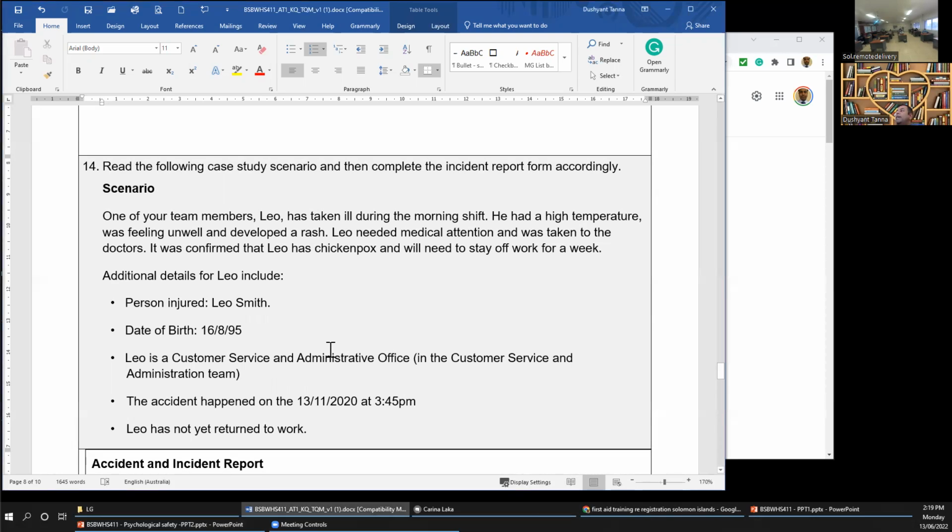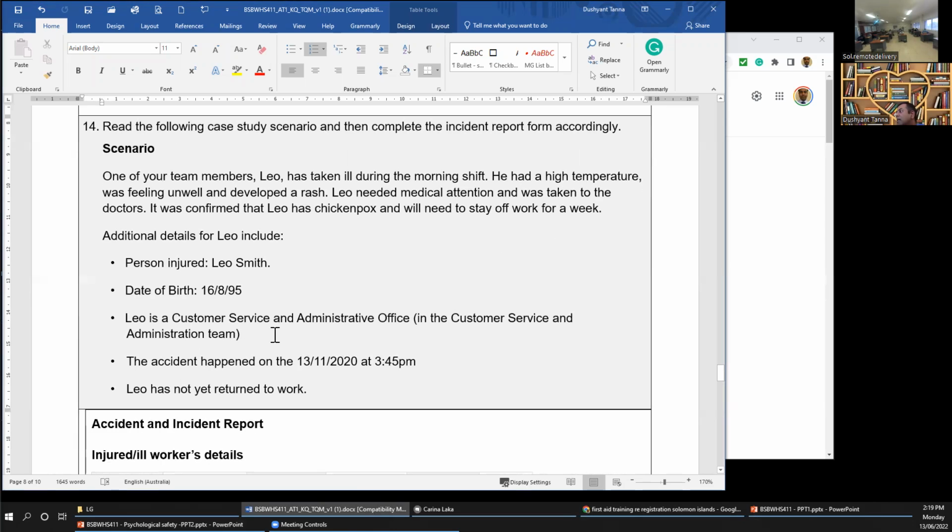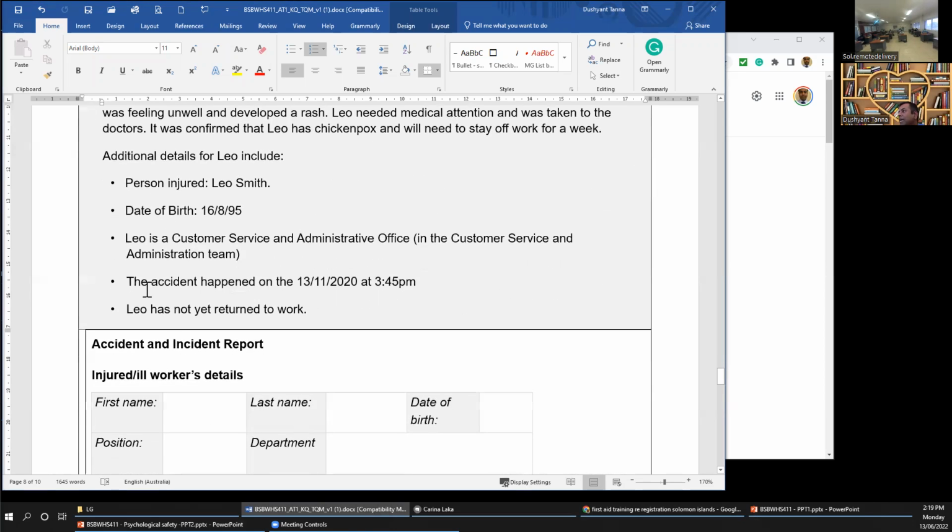Final question, read the following case study scenario and then complete the incident report form accordingly. So scenario, one of the team members, Leo, has taken ill during this morning shift. He had a high temperature, was feeling unwell and developed a rash. Leo needed medical attention and was taken to the doctor. It was confirmed that Leo has chickenpox and will need to stay off work for a week. Okay. Additional detail, person injured named Leo Smith, date of birth 16/8/95. Leo is a customer service officer in an admin office. Accident happened on this date. At this time, Leo has yet to return to work.